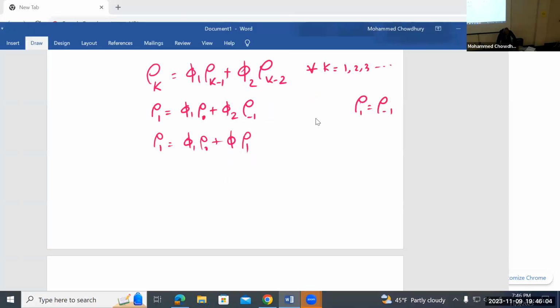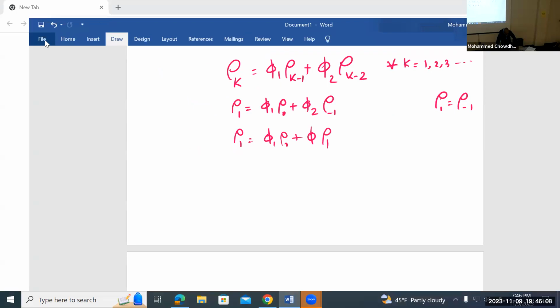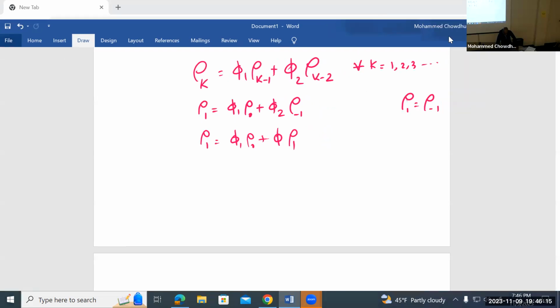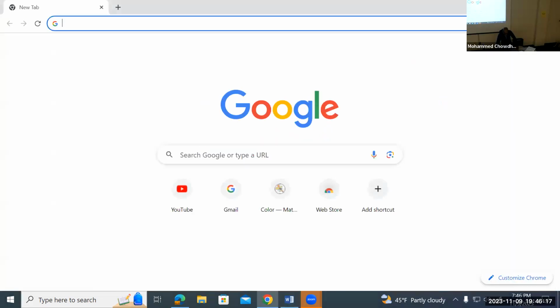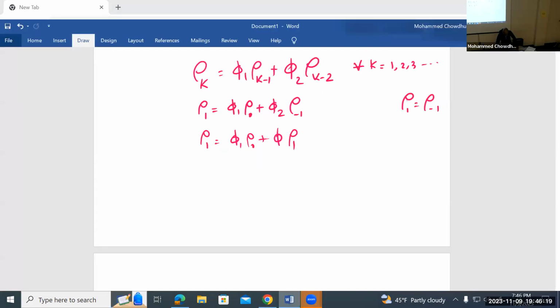Let me open the new one. Oh, it's not even giving me the opportunity to open a new one. So stubborn. No, it is not letting me do anything. The same thing happened in another undergraduate class. Close window, let's see.